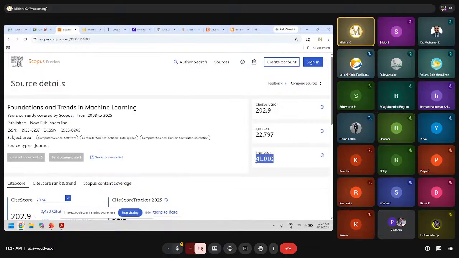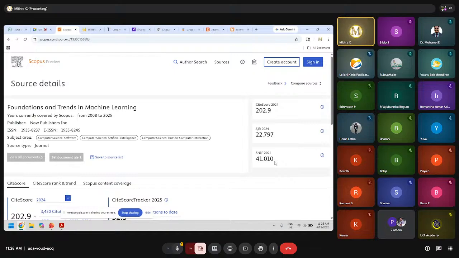So according to our project, the research journal that we have chosen, Foundations and Trends in Machine Learning, has 41, which is very highly impactful, where only the top 1% of people will publish.